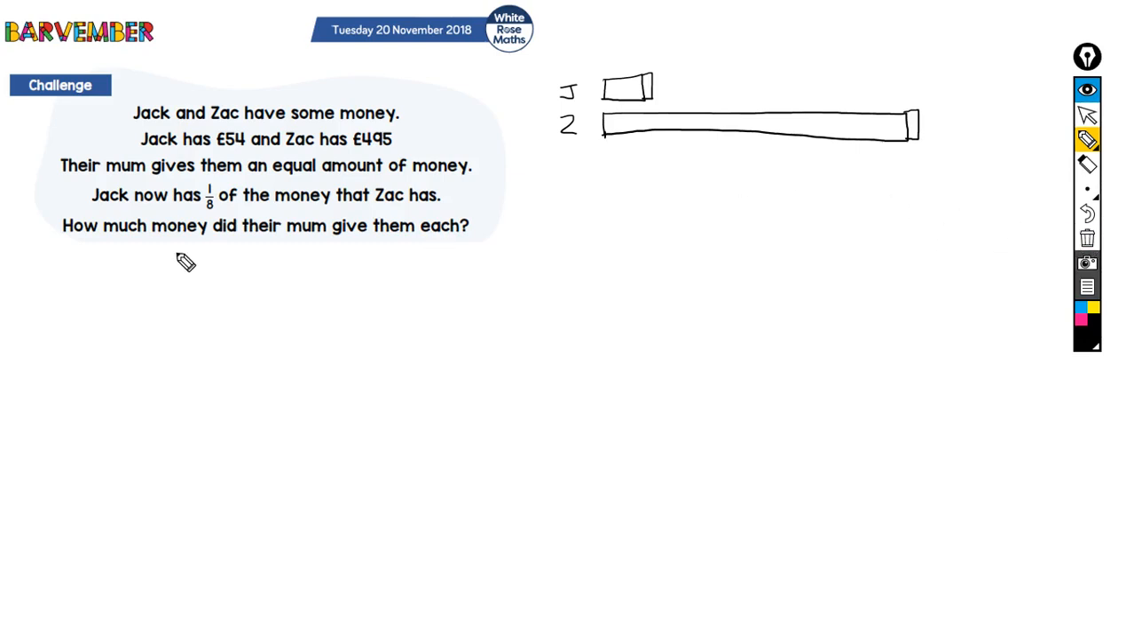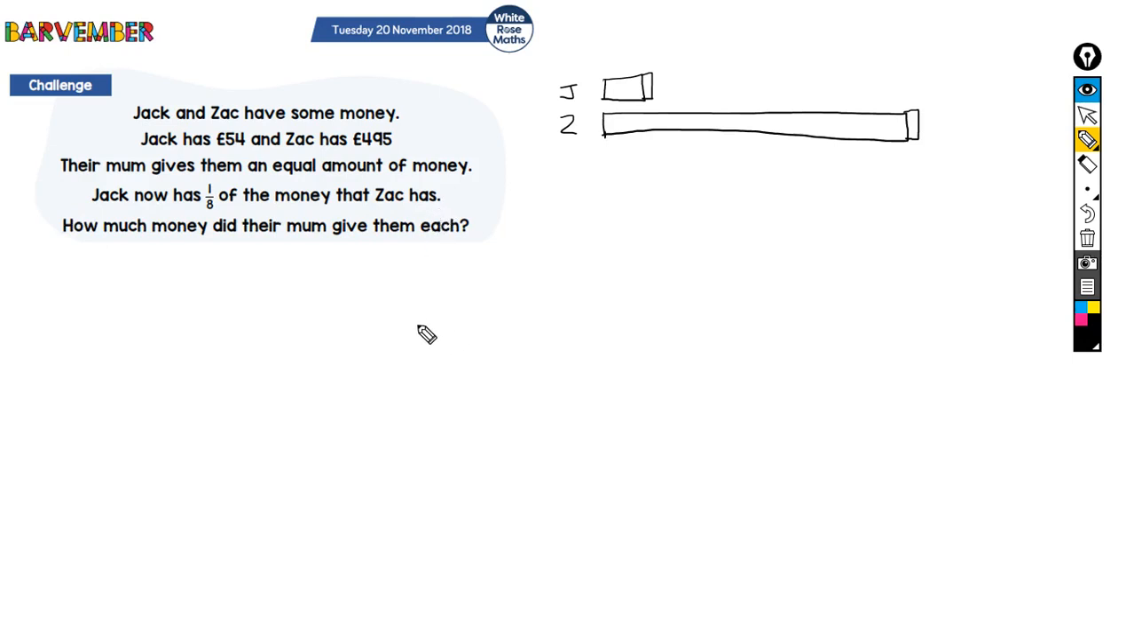Okay, so let me show you what I've learnt to do. This is looking at the end situation, where Jack now has 1/8 of the money that Zach has. In this situation, you might be tempted to think, well, that's approximately 1/10 or something like that. But we're not given enough information to draw something. Here we're told that Jack now has 1/8 of the money that Zach has.